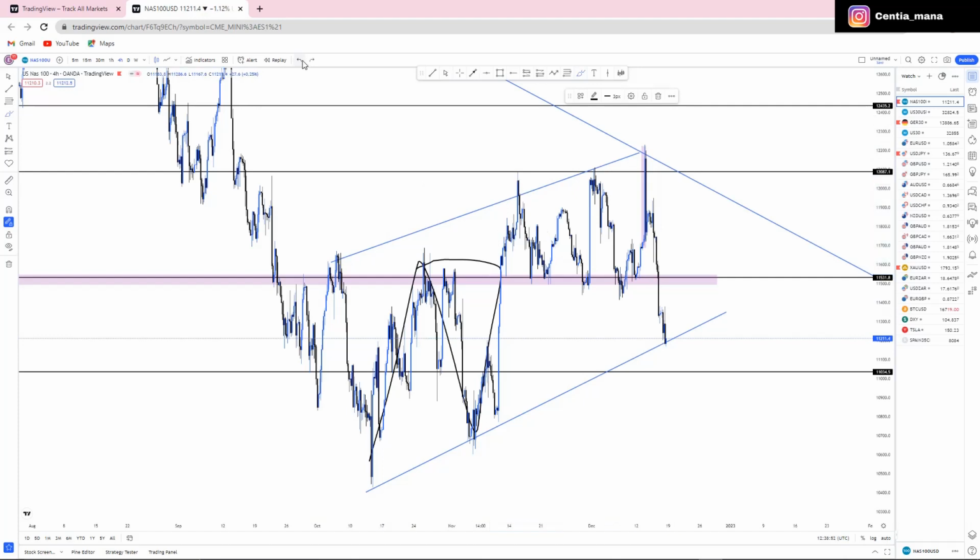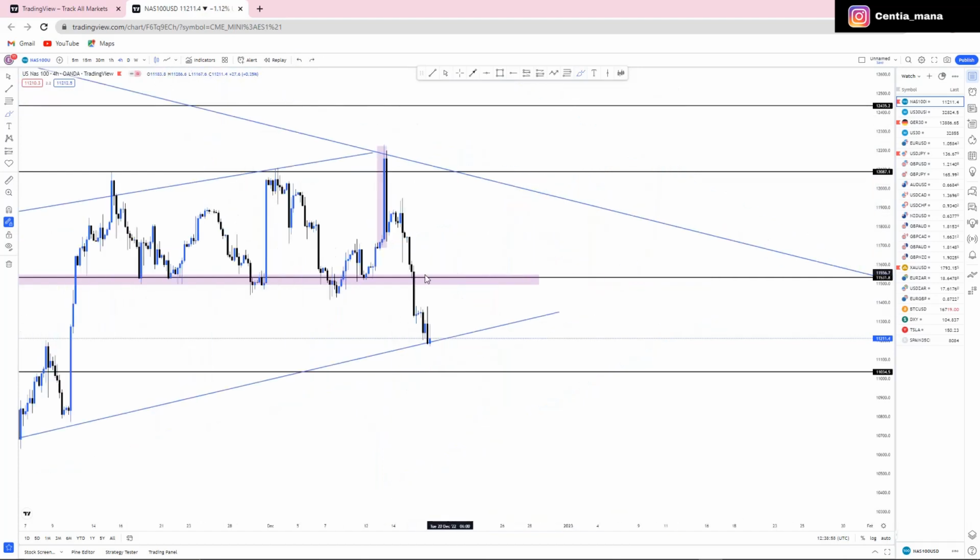So that is point number one. And then secondly, how the market is failing, literally failing to break this price level, right? It has failed multiple times.